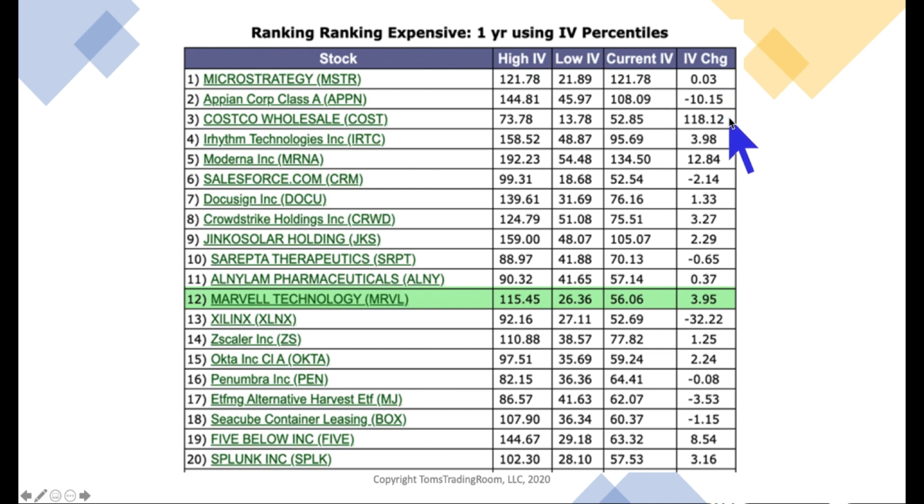Look at Costco. This is number three. Costco, its high over the year was 73.78. The low was 13.78, and currently it's at 52.85. So it is trading very close to its highs as well.